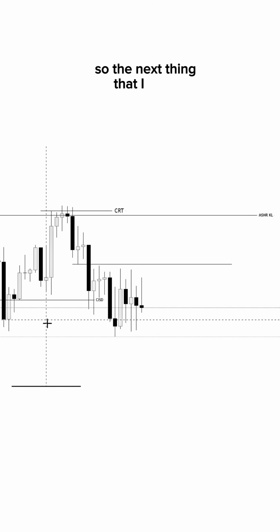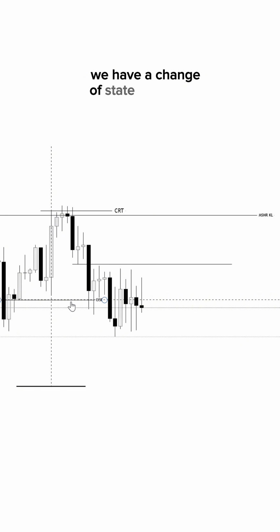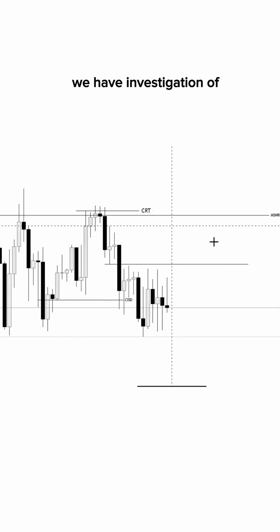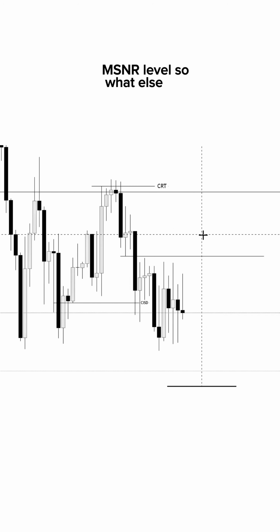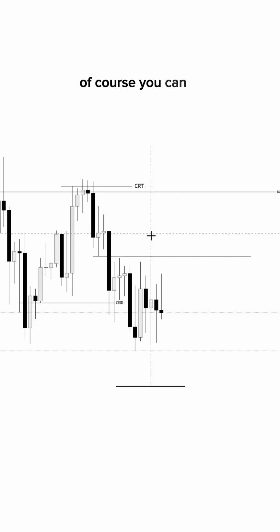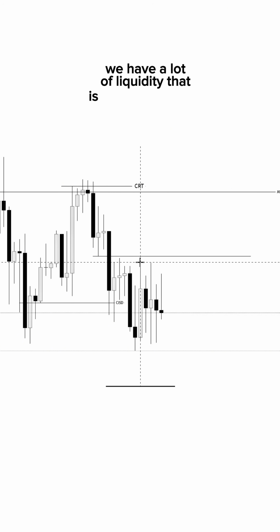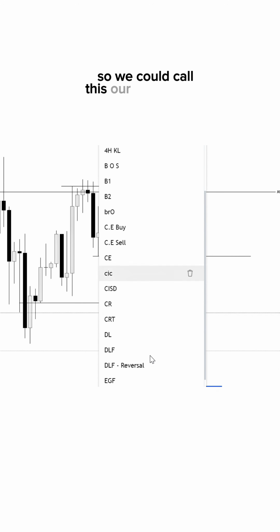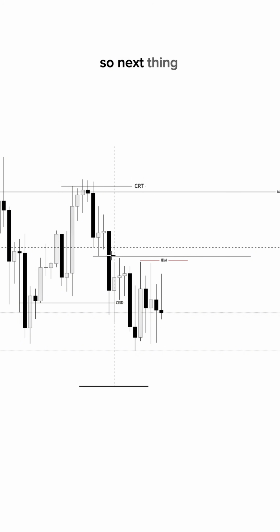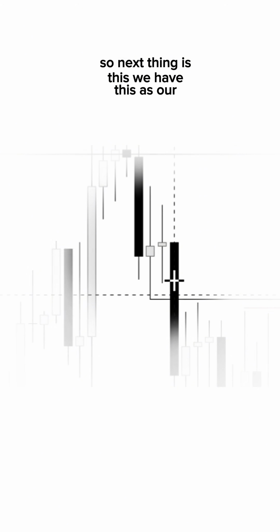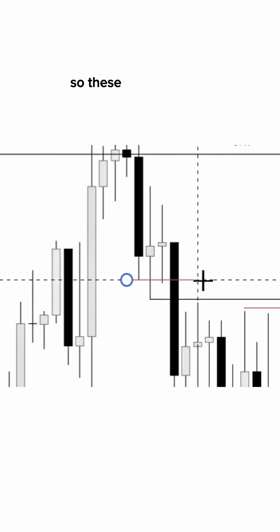So the next thing that I want to check is, okay, we have a change of state of delivery, we have a mitigation of the MSN key level. So what else are we anticipating? Of course, you can see we have a lot of liquidity lying above here. So we could call this our inducement. So next thing is this. We have this as our inverse CRT.